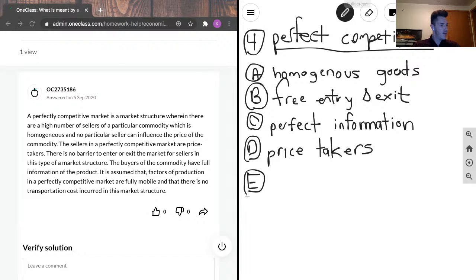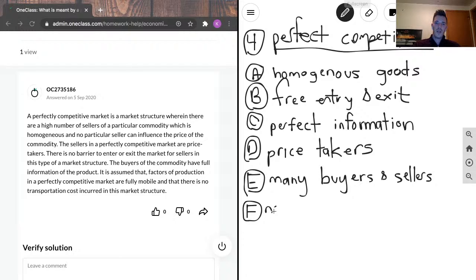What else do we have here? There are many buyers and sellers. I.e., this isn't some very niche product that there are only a few buyers and sellers of. Many buyers and sellers. And lastly, there are no transaction costs.